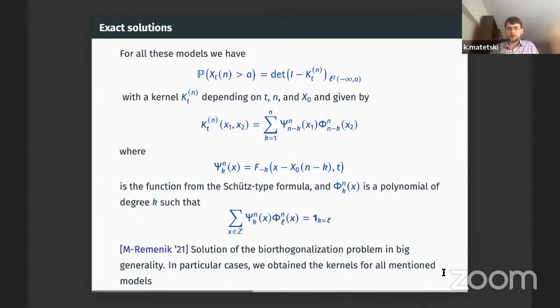So in fact, initially in our work, we didn't consider the interacting particle systems. We were interested in a general solution of this bi-orthogonalization problem. Let's say, given known functions psi in the form which I wrote before, some general functions psi, the question was, can we compute the functions phi? And we did it in quite big generality. And then for special choices of the functions psi, we obtained the formulas for the interacting particle systems which I talked about. Basically, we derived formulas for all interacting particle systems of these types which we were able to find.